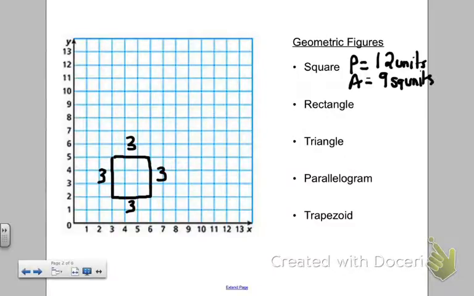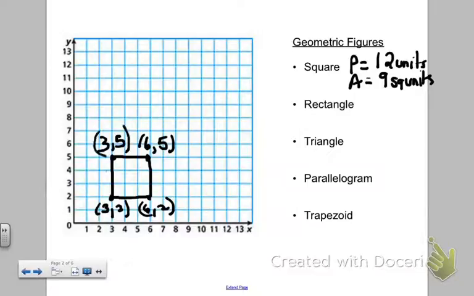Okay? Now, I want you to take notice of the coordinates that I have here. Down here on the left corner, that is (3, 2). The location of the corner point is over 3, up 2. This one would be (6, 2). This one up here would be (6, 5). And this one over here would be (3, 5).